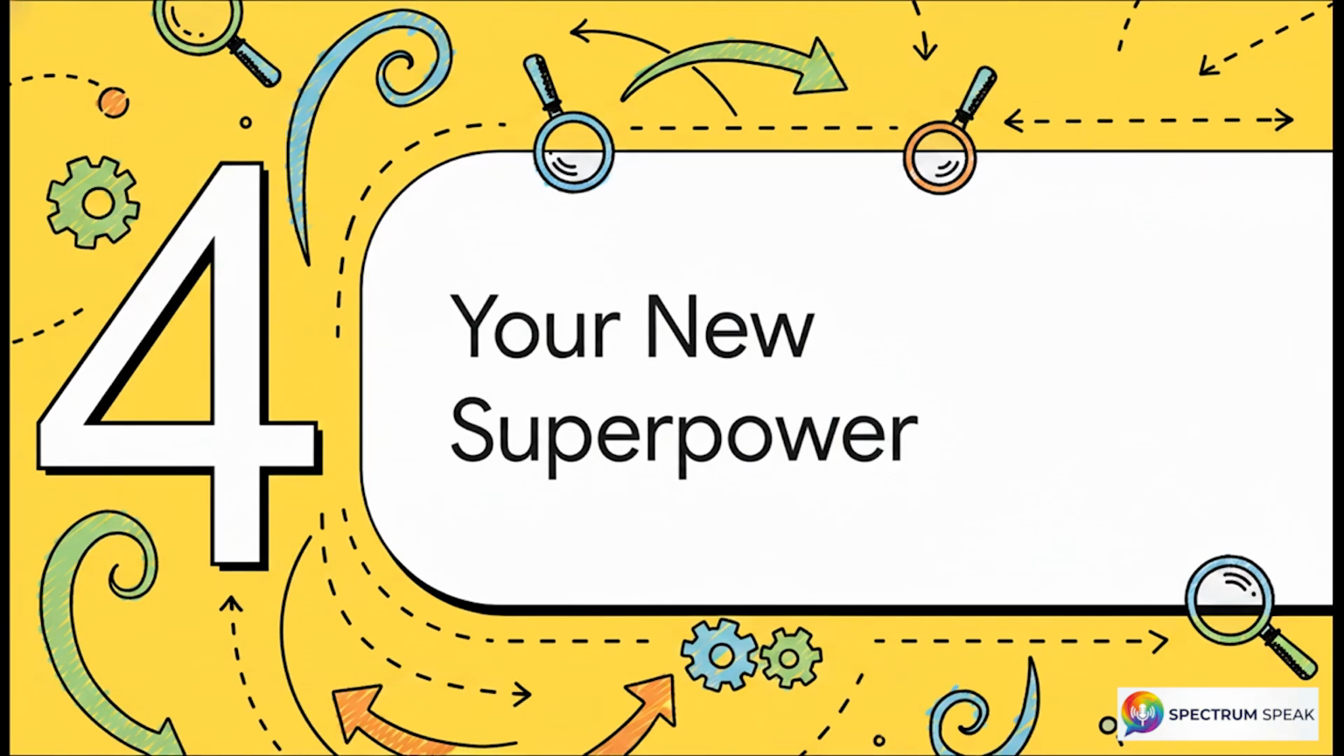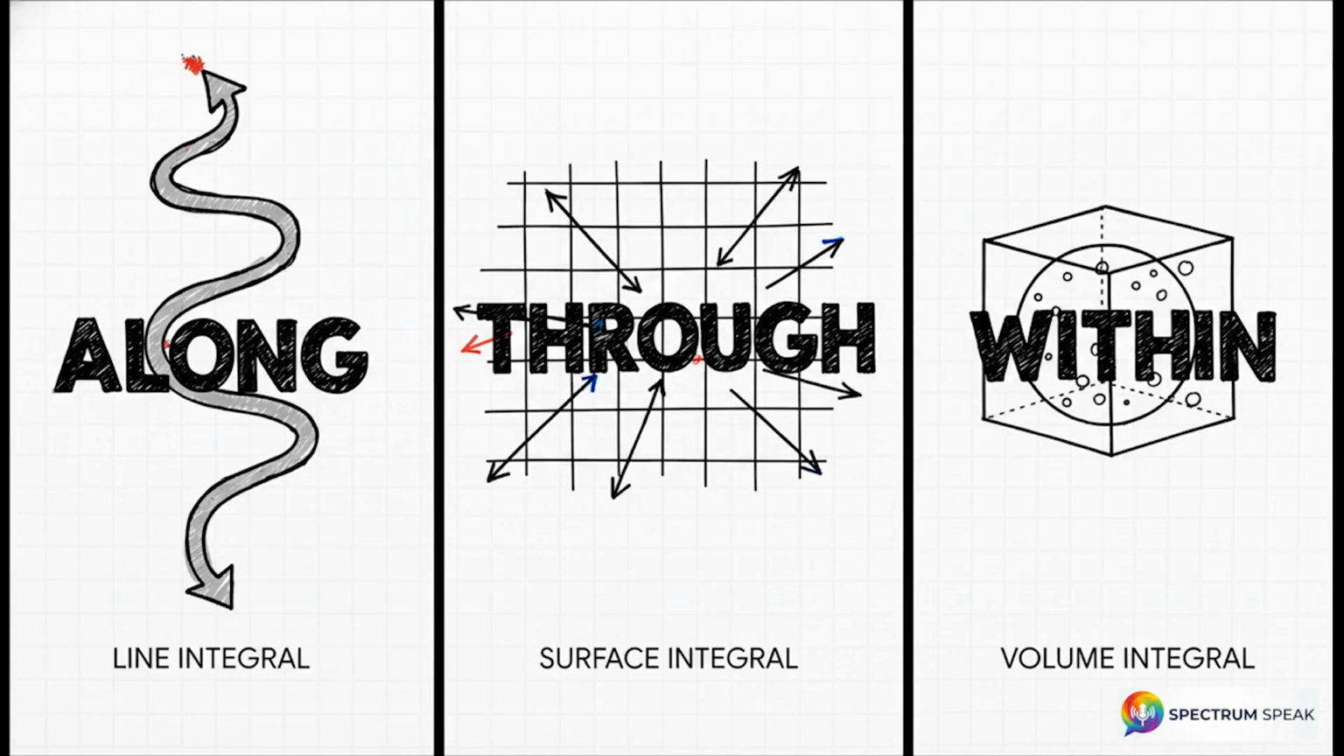So what did we really just do here? You've basically just unlocked a new way of seeing and measuring the world around you. This isn't just a bunch of abstract math. It's a genuine superpower. Let's do a super quick recap. If you forget everything else, just remember these 3 words: along, through, and within. A line integral sums along a path, like the wind on your hike. A surface integral sums through a surface, like rain through a screen. And a volume integral sums within a volume, like the charge inside a cloud. Along, through, and within. That's the whole game.